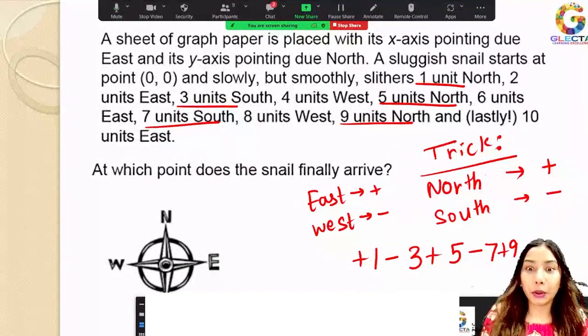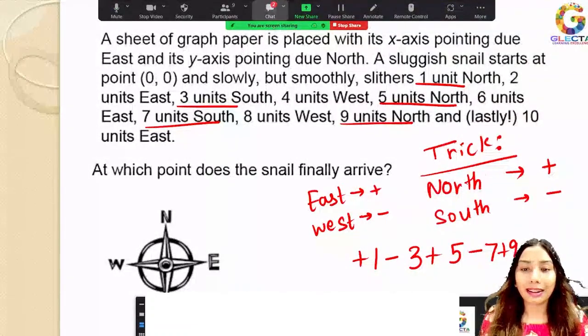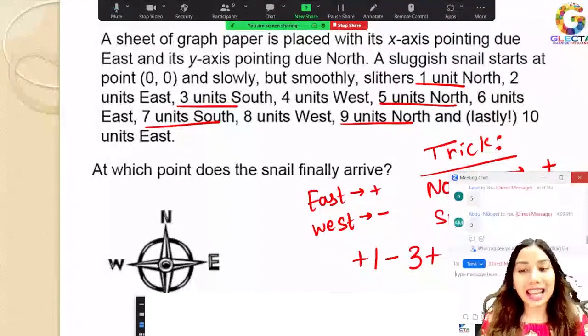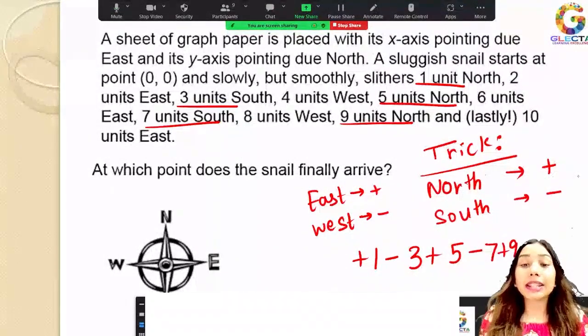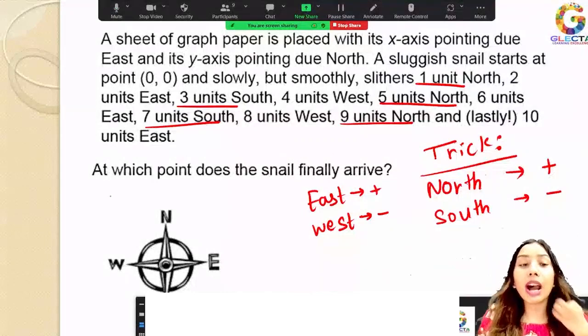I'm going to give you a hint again. Add the positive numbers, add the negative numbers together, and then take away. So I am receiving answers from Jason, Abdul, Tanvi. 1 plus 5, I'm going to add the positive numbers. 1 plus 5 plus 9 is 15. And 15 take away 3 and 7 is 5, which means we are 5 units up, northward.